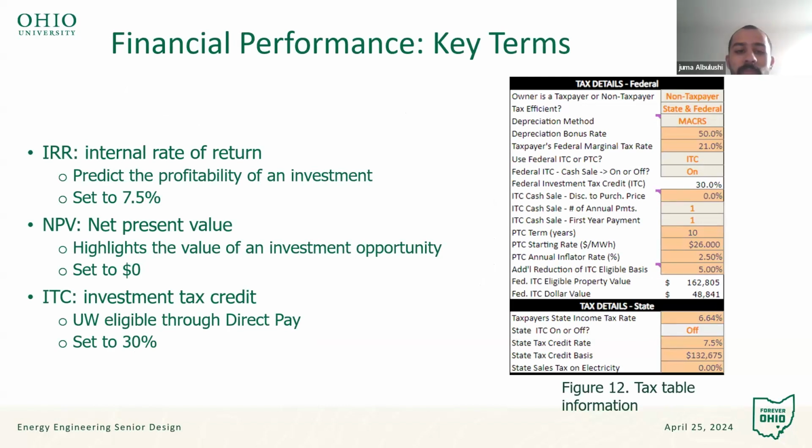All right, here I'll be discussing the financial aspects of our project. Let's start with some key financial terms. We have the internal rate of return, IRR, which is set at 7.5%. The metric helps us to predict the profitability of our solar project investment over time. Next, we have the net present value, NPV, which is currently set at 0. It indicates that the project's net earnings, adjusted for the time value of money, are expected to break even considering our initial investment.